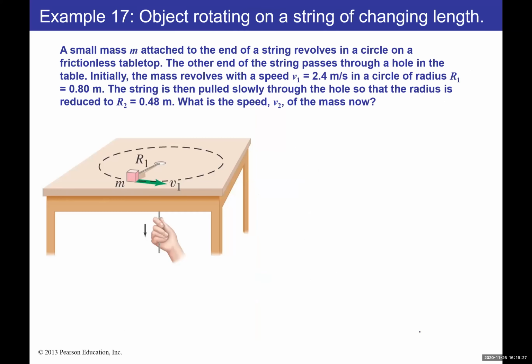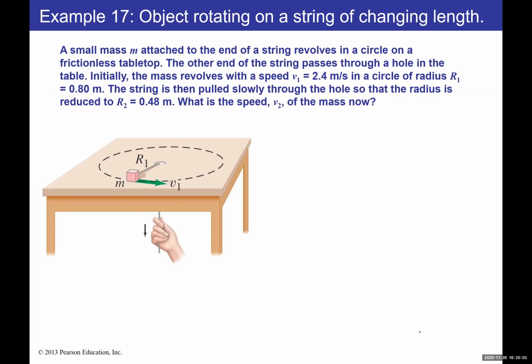All right, so the same thing can be used in similar examples. Here we have a small mass M attached to the end of a string, revolving in a circle on a frictionless tabletop. The other end of the string passes through a hole in the table. Initially, the mass revolves with the speed V1 equals 2.4 meters per second in a circle of radius R1, which is 8.8 meters. The string is then pulled slowly through the hole so that the radius is reduced to R2 equals 0.48 meters. What is the speed V2 of the mass now?